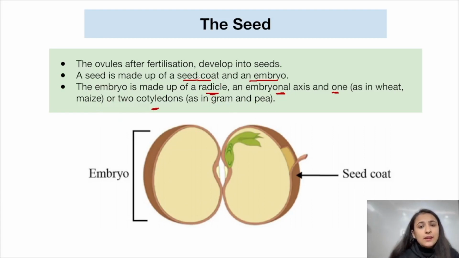Okay, so radicle, what is the radicle? The radicle portion is responsible for the development of the roots. So this portion is the radicle. This portion is the plumule region, which is responsible for the development of shoots. So an embryo is made up of a radicle. The embryonal axis comprises a radicle and a plumule. So this region is the radicle, this region is the plumule. And one or two cotyledons are present. So these are the cotyledons. Two cotyledons are present in case of dicots, and one cotyledon is present in case of monocots.